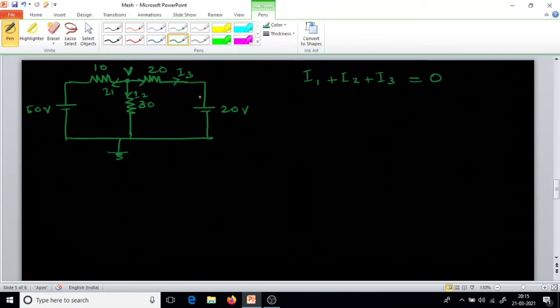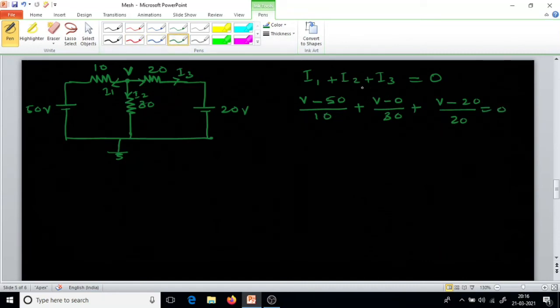Now we'll try to find I1. I1 equals V minus 50 upon 10, plus I2, which is V minus 0 upon 30, plus I3, which is V minus 20 upon 20, voltage also 20, resistor also 20, equals 0.